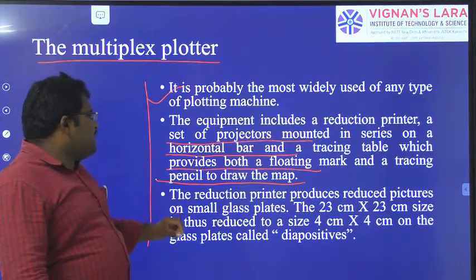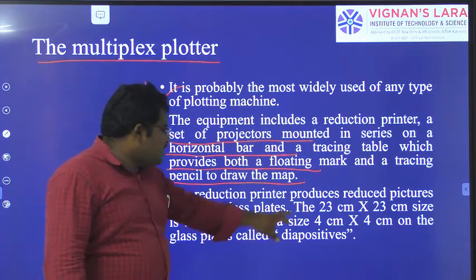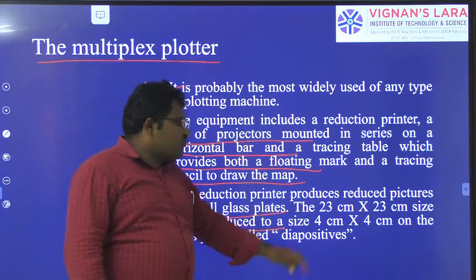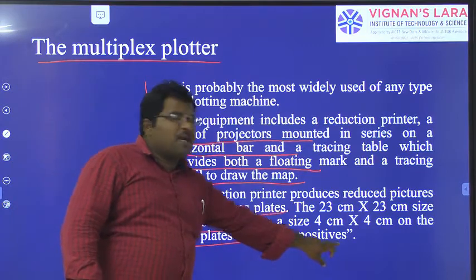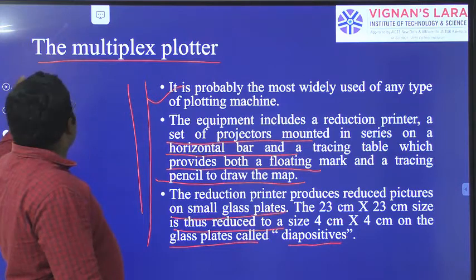Next, the reduction printer produces reduced pictures on a small glass plate from the 23 by 23 centimeter size. This is reduced to 4 centimeters by 4 centimeters on the glass plate, which is called diapositives, right? So with the help of this we are going to draw the stereoscopic images.